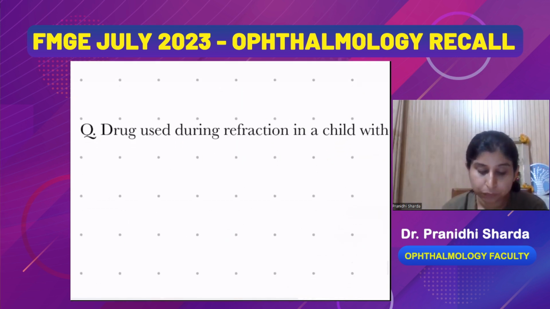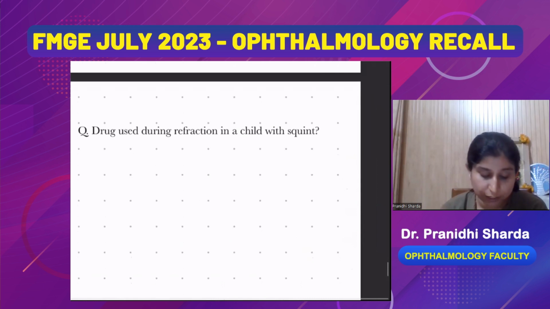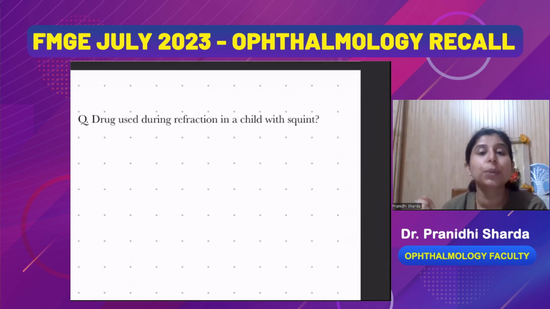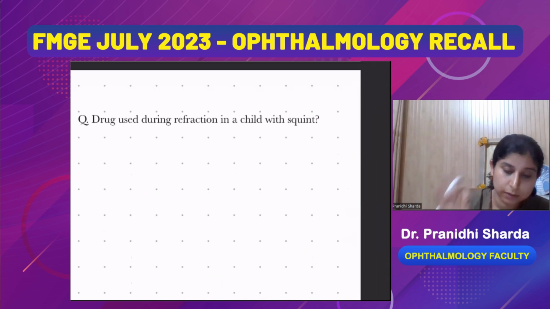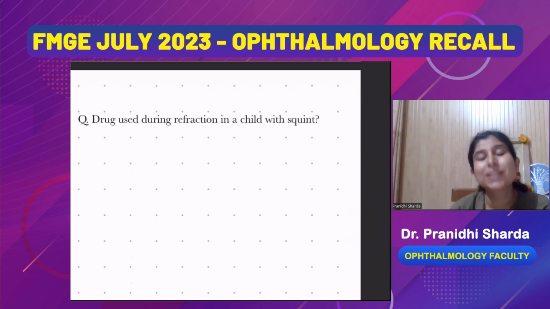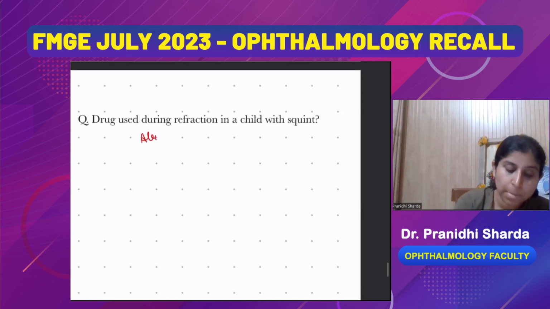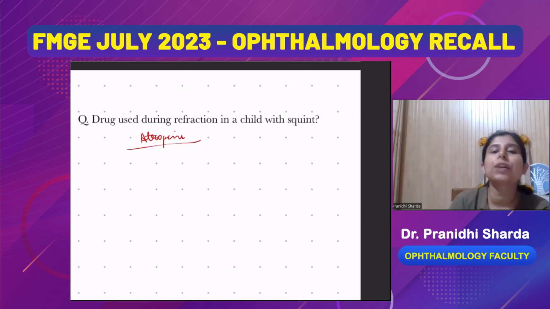Next: drug used in refraction in a child with squint. I don't know if the age of the child was mentioned or not. Otherwise, the normal dictum which we study is that in the preschool age group we use atropine. But if the age was not given, we have to tick mark atropine only.